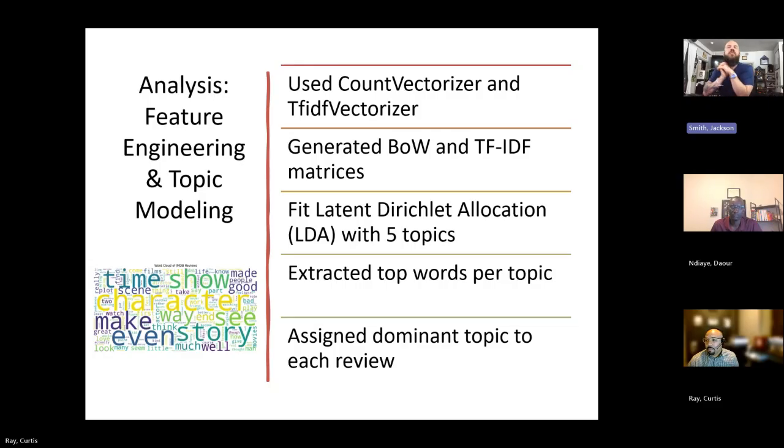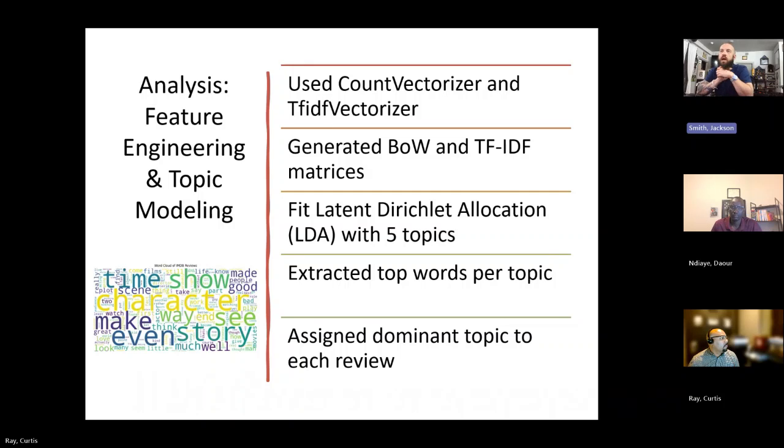Everybody, Jackson Smith. At this point, we're going to transition into the actual techniques used, highlight some of the actual functions within the text analytics domain, and then highlight some of the bigger takeaways from that.